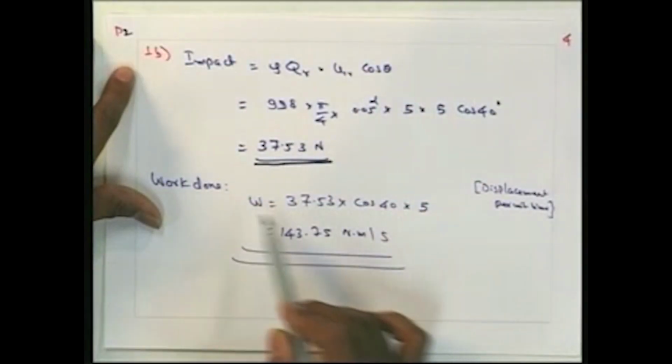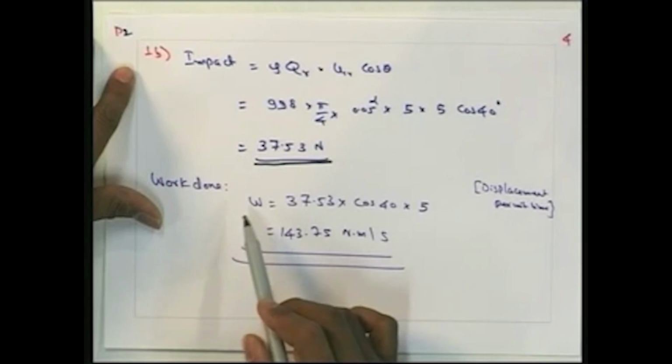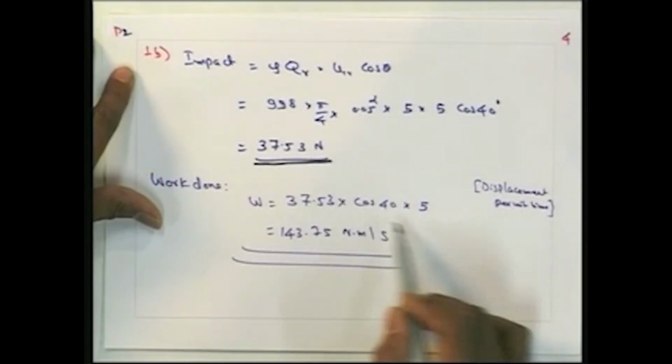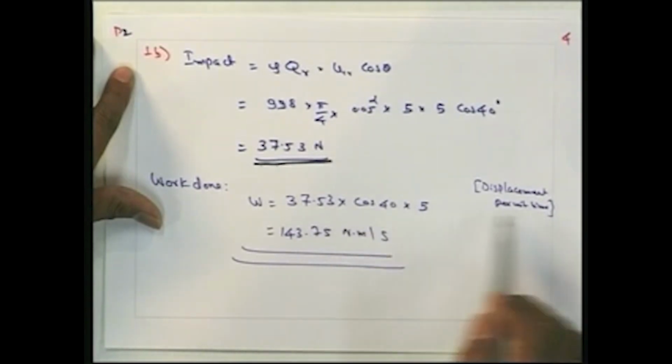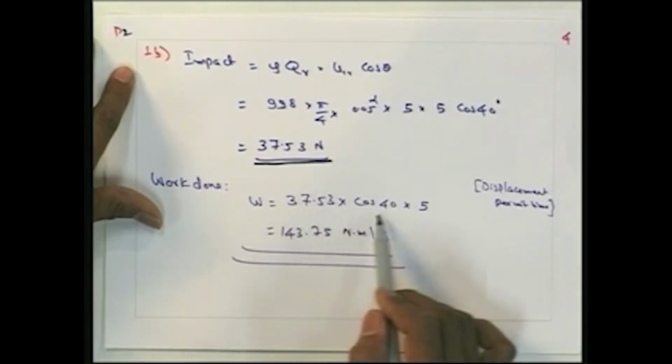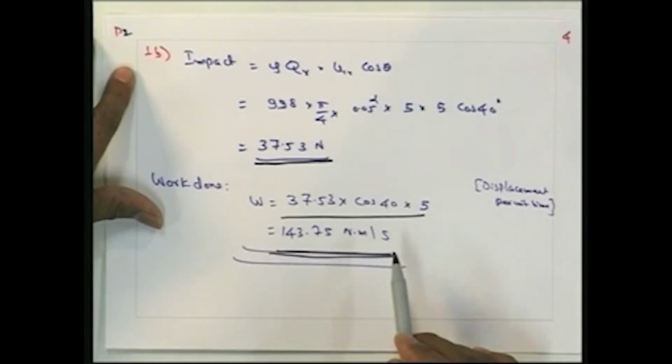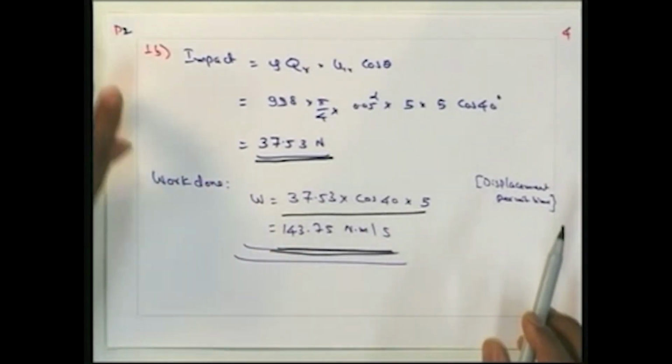With respect to when the plate is also moving, the work done W is equal to the force into the displacement per unit time. So here, 37.53 into cos 40 into 5. That gives 143.75 Newton meter per second. So this is the work done. Like this, we can solve most of these problems by considering the linear momentum equation, either for a fixed control volume or for a moving control volume.